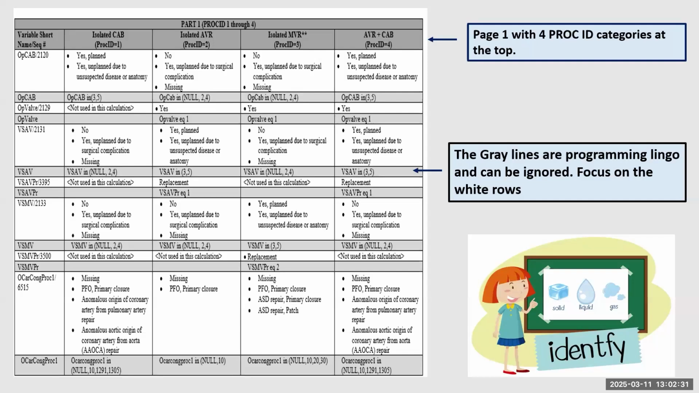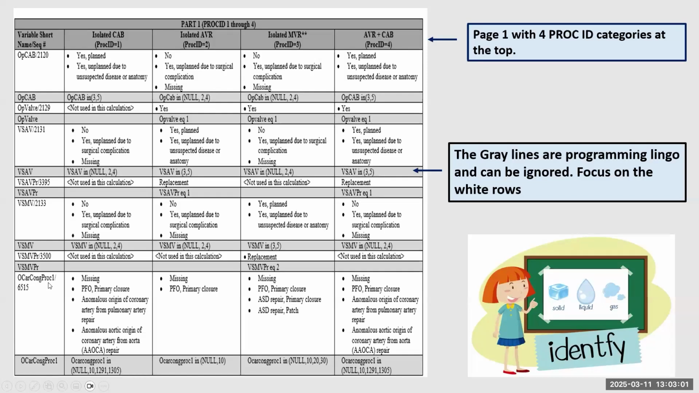The other thing you'll see is all these little gray lines that look like a foreign language. Those are programming lingo. You just ignore those. I just ignore them. I'm focusing on these white lines. So, for example, isolated CAB. This is all down column 1. You can see how these sequence numbers affect it.